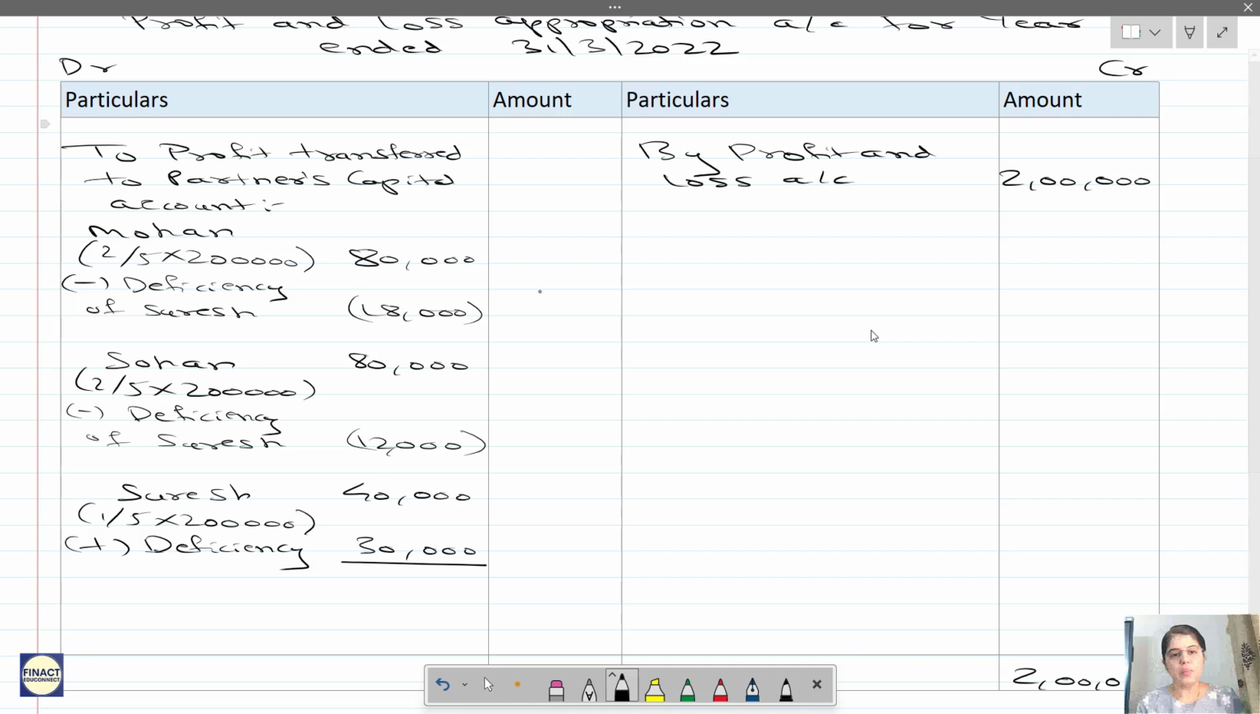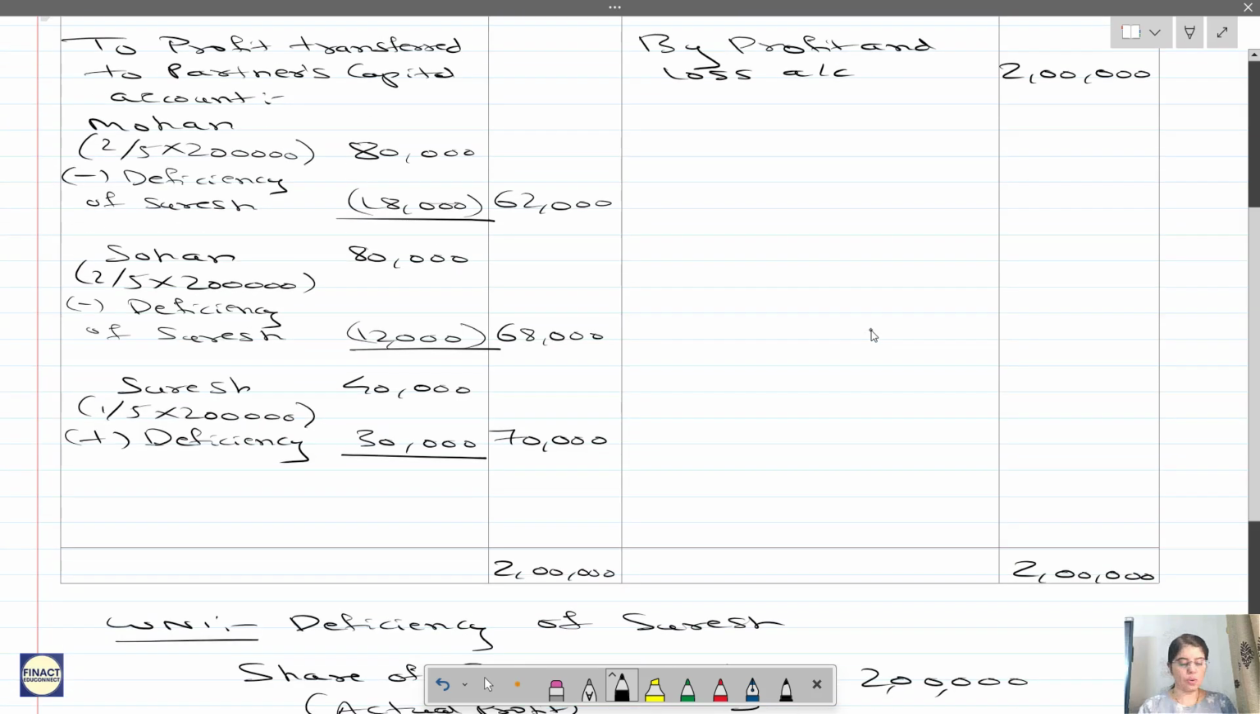So now let us calculate how much is the net. Here, if you see Suresh, the total comes to 70,000, which is correct. This was the profit that was guaranteed to him. For Sohan, here it will be 80 minus 12, so you get 68,000, and here 62,000. So if you add this, you will get 2 lakhs.